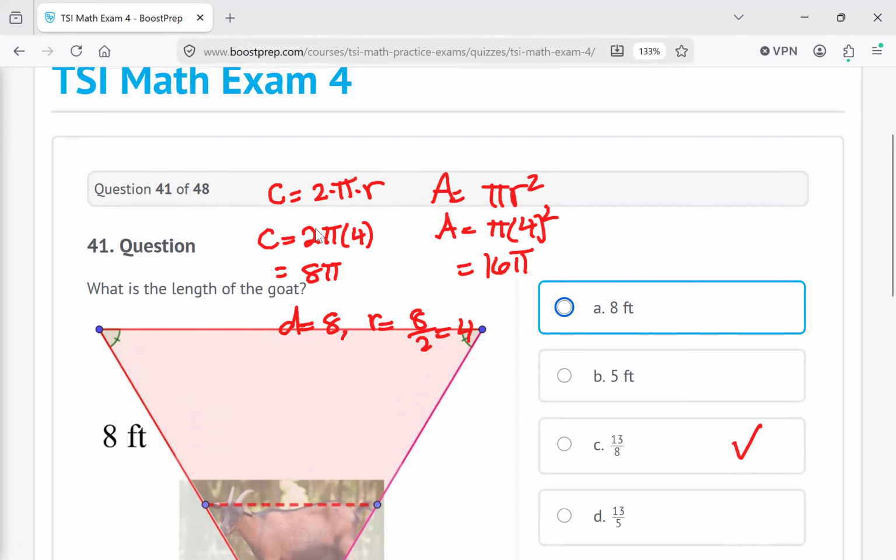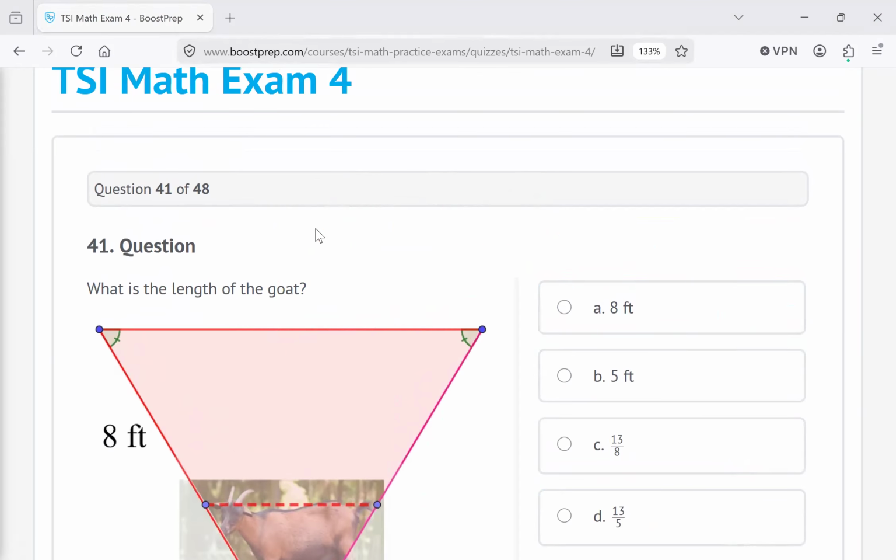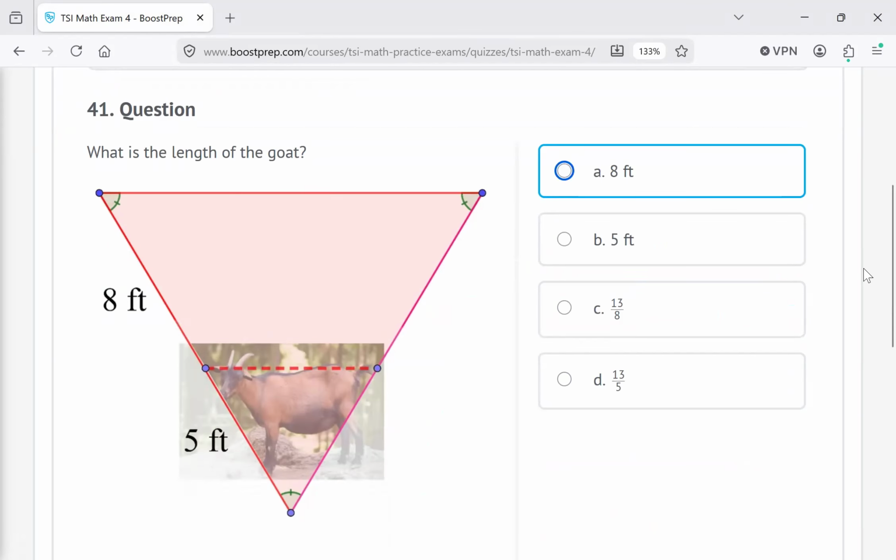Wait, this one here, we have: what is the length of the goat? So we have, you see, two triangles. You have one main big triangle, and then you have the smaller triangle. What can you say about the bigger triangle? If you look at it very closely, see how they both have tick marks? Yeah, that means all their angles are congruent.